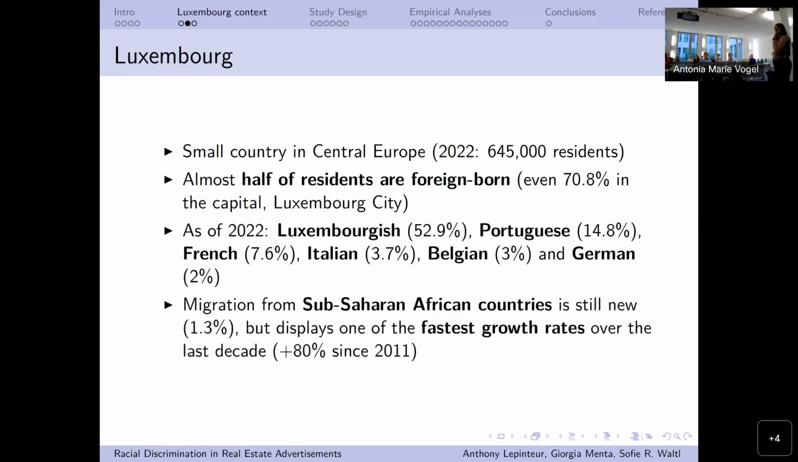And there is also migration from sub-Saharan African countries. That's actually a rather small group. However, it has the largest growth rates over the last years. So they are also perceived as kind of a new phenomenon in that sense. The increase in growth is actually 80% over the last years. And we've also checked a lot what was going on in the media, and this new phenomenon was discussed quite a lot in this country. So we thought that maybe it's also important from that point of view.